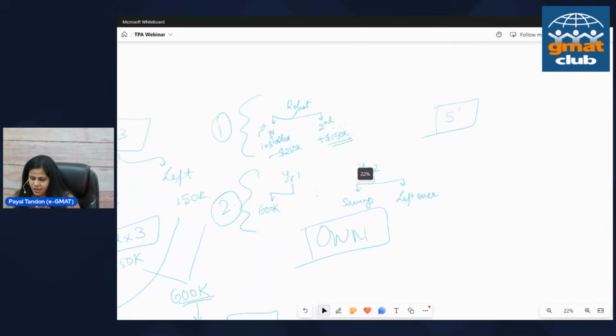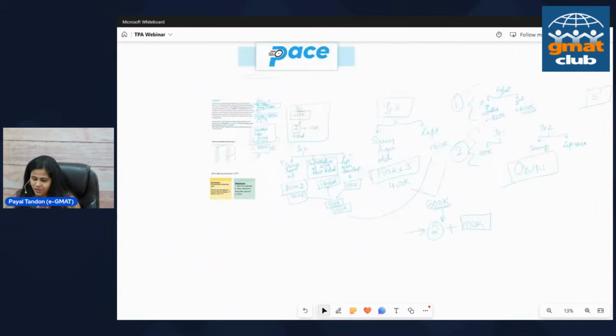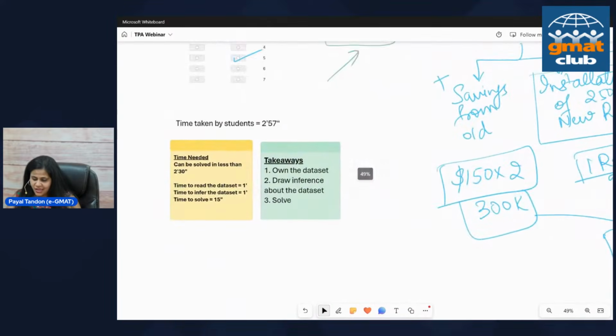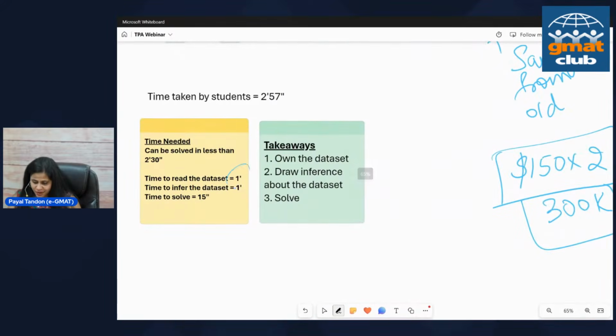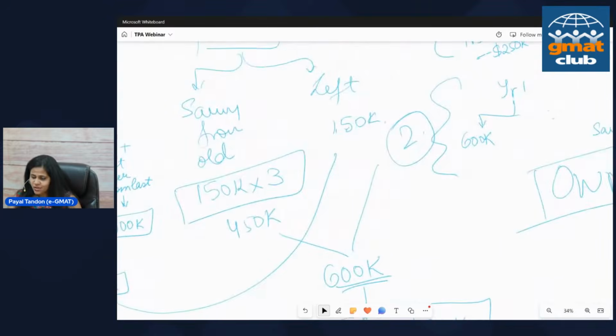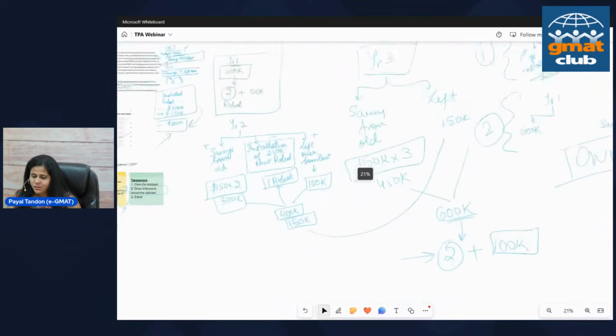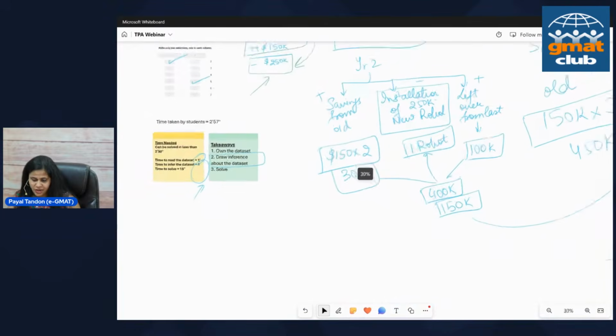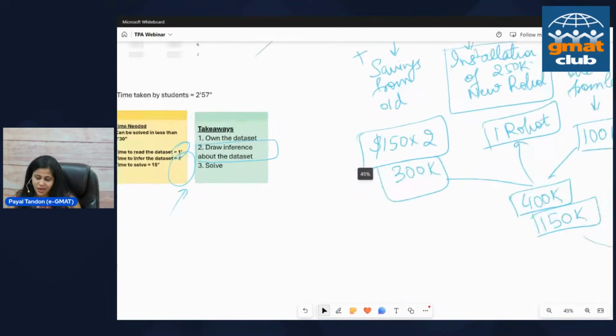Okay. So overall, if I were to summarize this question again, you have to spend a minute just reading the data set, and then another minute drawing inferences from the data set. Instead of just drawing inference from an equation, you have to morph this entire data set into something that you can utilize, and that is what is going to lead to solving this question in the most efficient manner, and it can be solved in under 2.5 minutes.